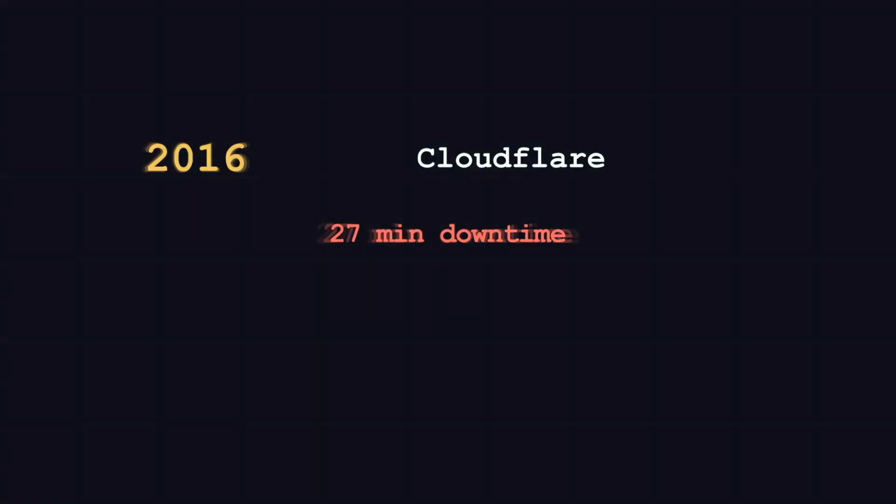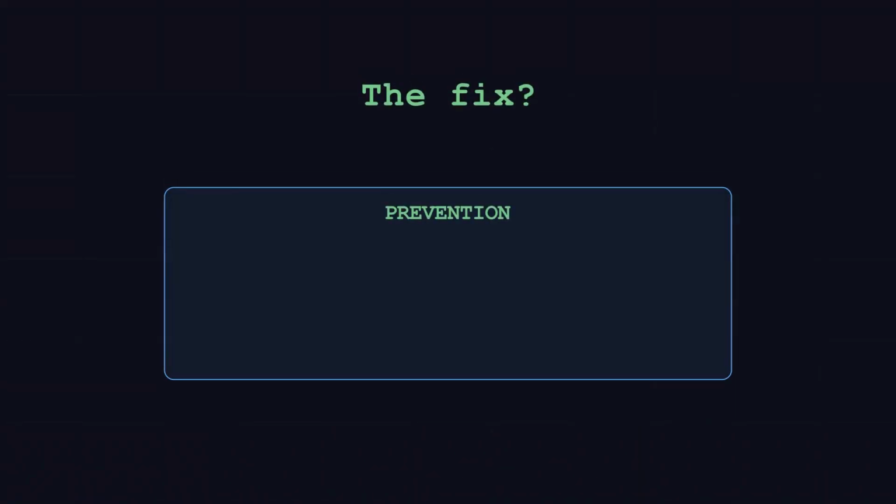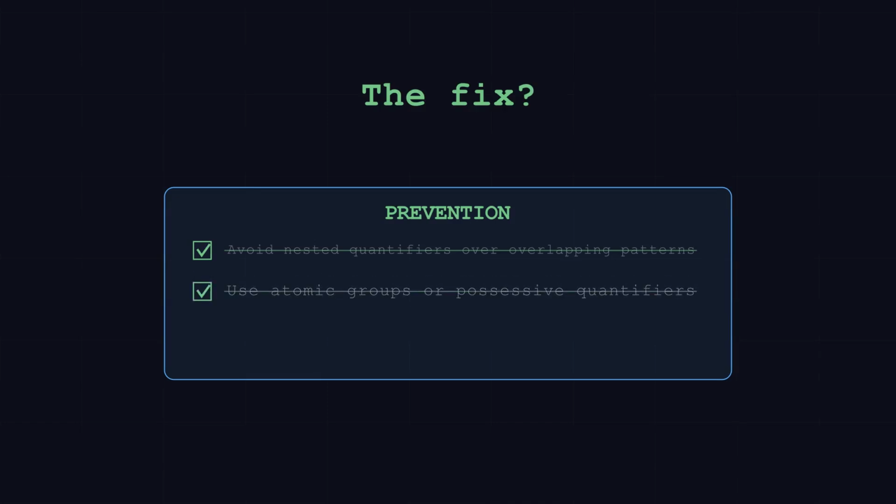This isn't theoretical. In 2016, a regex in a Stack Overflow post crashed Cloudflare's servers for 27 minutes. In 2019, a single line of regex took down NPM for 6 hours, all because a backtracking engine hit exponential blowup. The fix? Avoid nested quantifiers over overlapping patterns. Use atomic groups or possessive quantifiers. Or switch to an engine like RE2 that uses Thompson's NFA simulation.